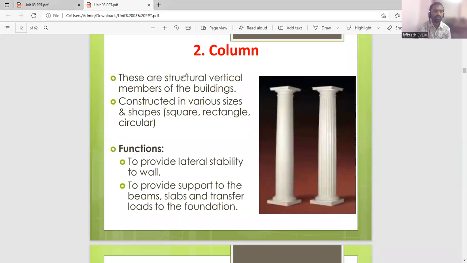Next, second one is column. These are structural vertical members of the building. Next point. Constructed in various sizes and shapes, in bracket, square, rectangle, and circular.